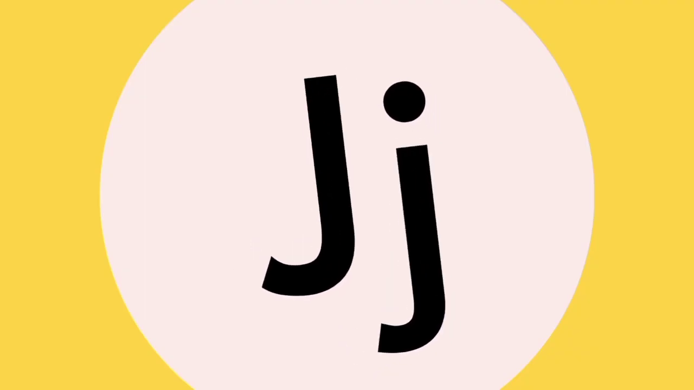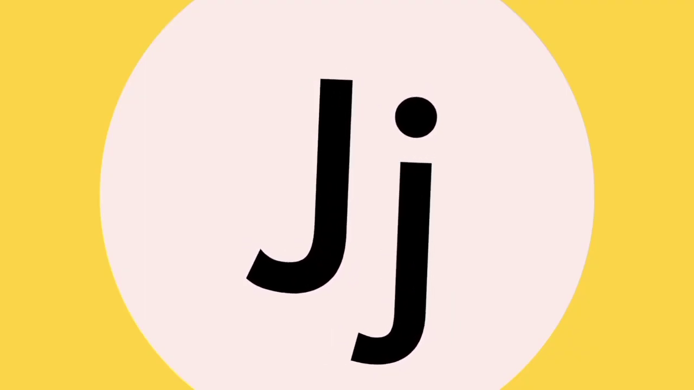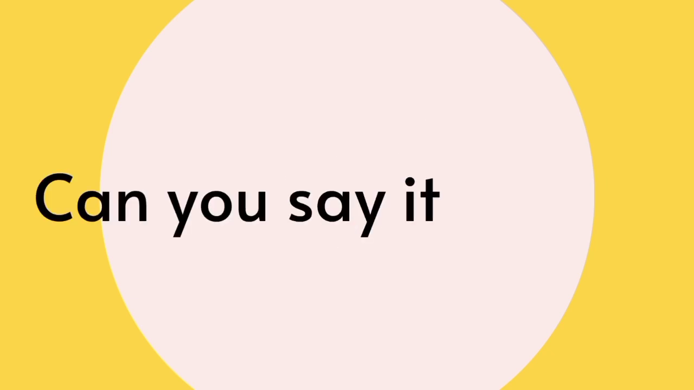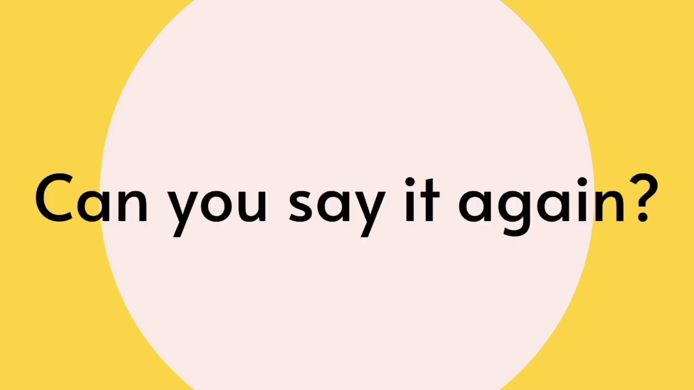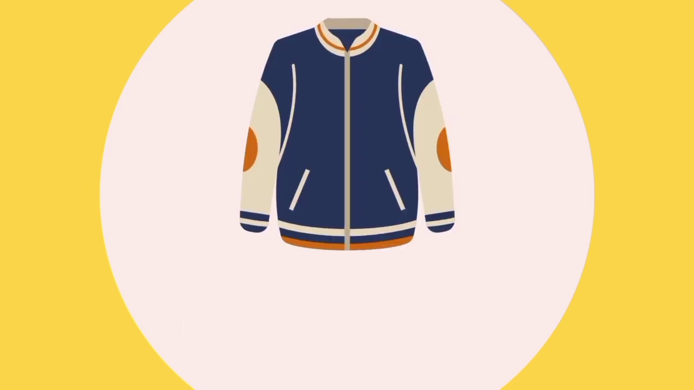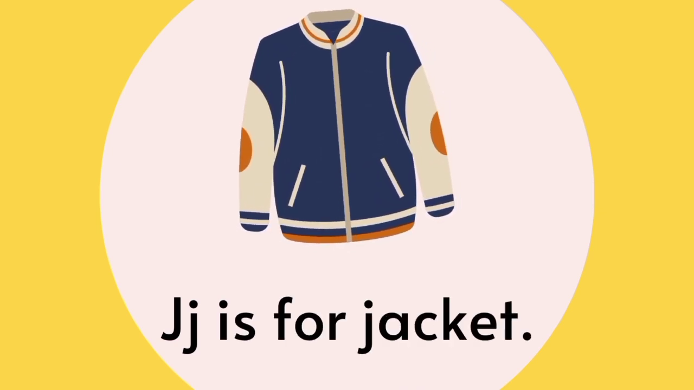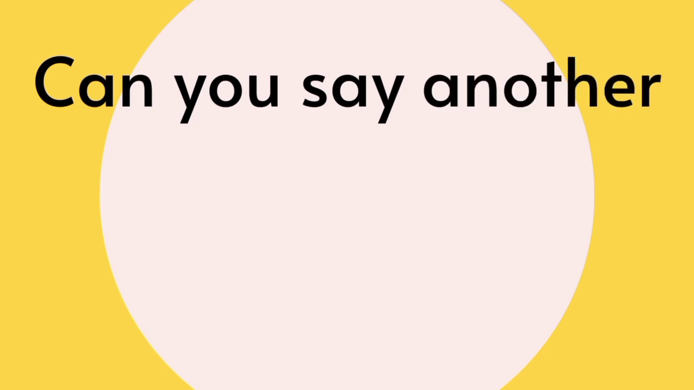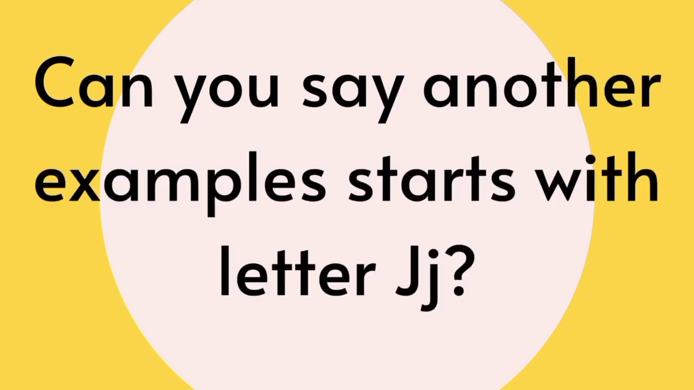This is letter J. The sound of letter J is J. Can you say it again? Very good. And J is for jacket. Can you say another example that starts with letter J?